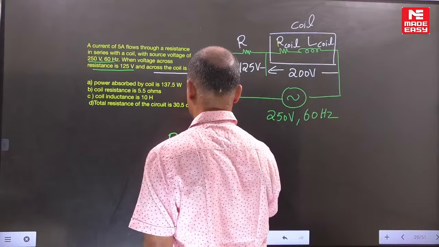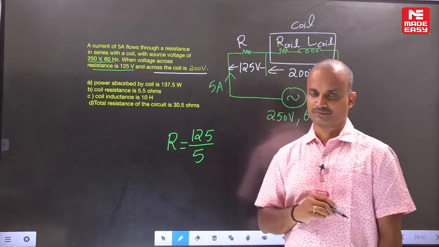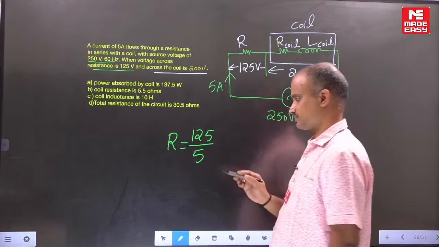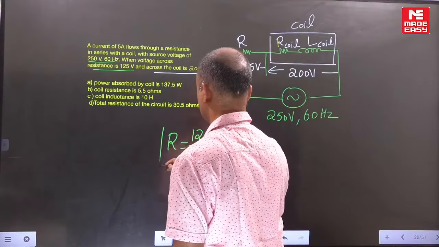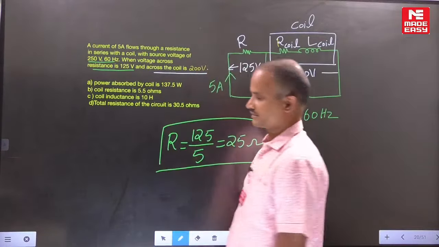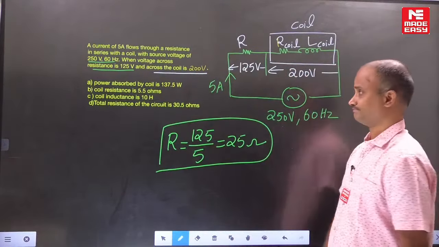125. What is the given current here? 5 amperes. The given current is 5 amperes. If you simplify this one, how much is the resistance? 25 ohms. This external resistance is 25 ohms.